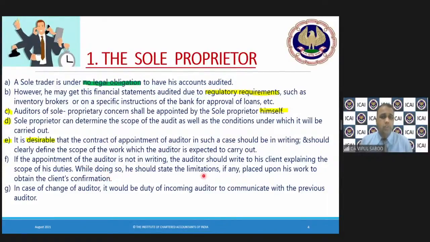While doing so, he should state the limitations, if any, placed upon his work, to obtain the client's confirmation. So if the appointment is not in writing, the auditor should write to his client that this is my duty, this is your duty, and these are the limitations which your scope has put upon my work.